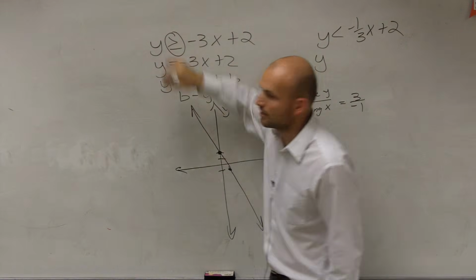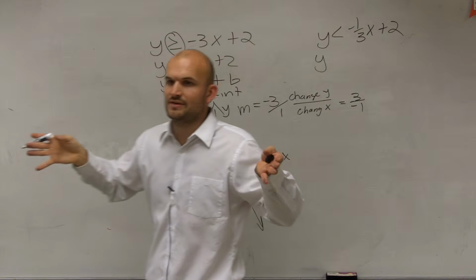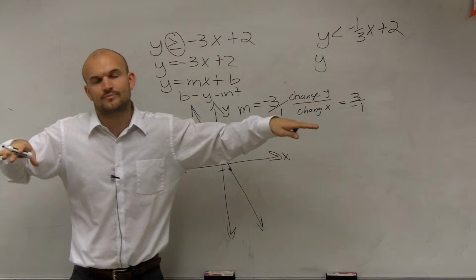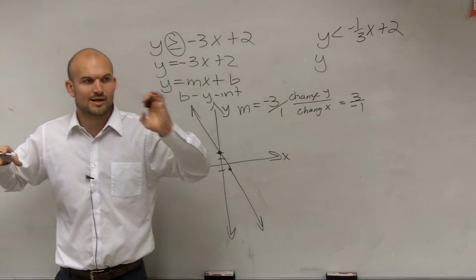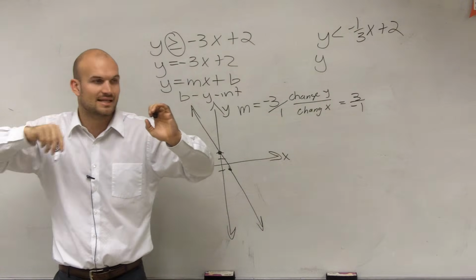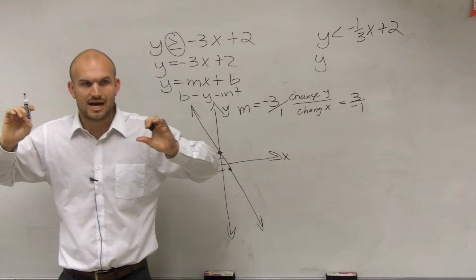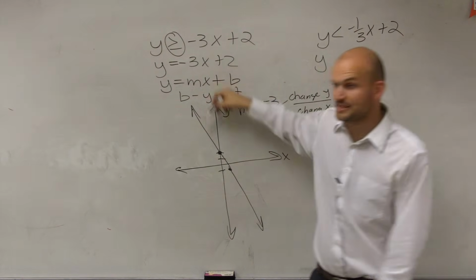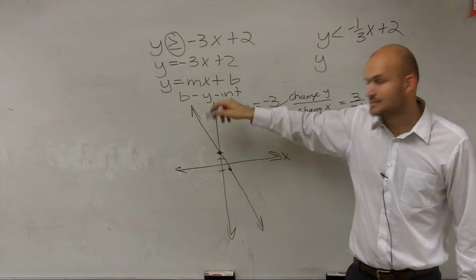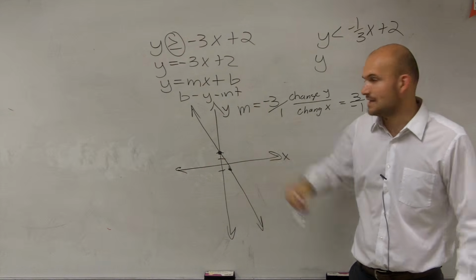Remember, guys, when we were graphing one variable inequalities, when we had the greater than or equal to or less than or equal to, was that a solid dot or an open dot? Solid. So in lines, we either do a dashed or a solid line. So should this be a solid line or dashed? Solid, right? Just like it'd be a solid dot.